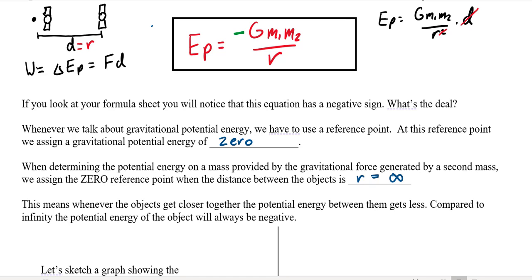And that makes sense because if you're falling towards Earth from an infinite distance away, then as you fall closer to Earth, you are actually losing potential energy. And a negative number is less than 0.